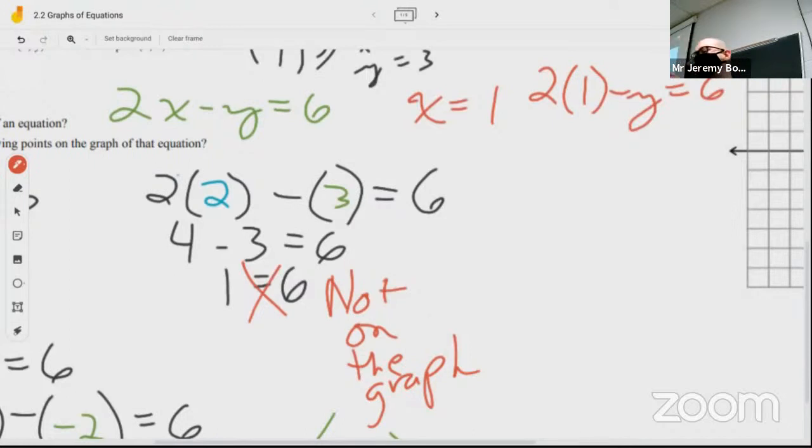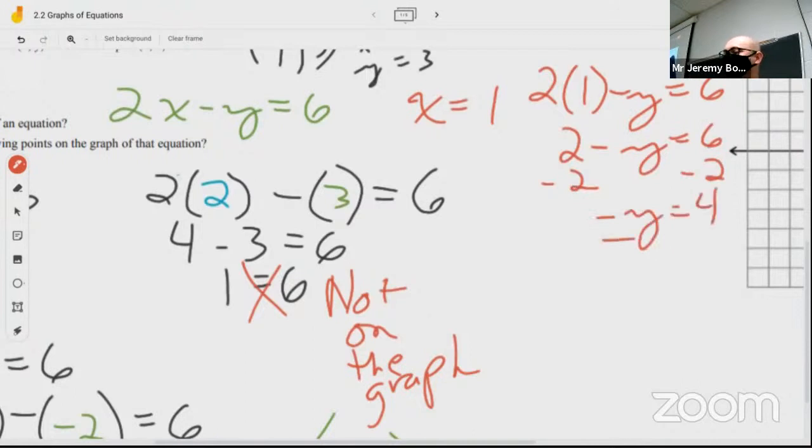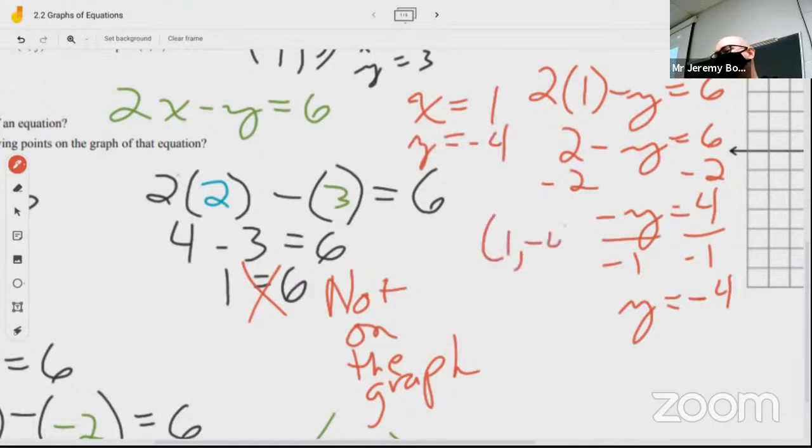Yeah, well, we do 2 times 1 is 2, minus y is equal to 6. So let's subtract 2. We get negative y is equal to 4. And let's divide by negative 1 to get y isolated. So y is equal to negative 4. And so when x is equal to 1, for that equation, y is equal to negative 4. So that means that the point 1 comma negative 4 is on the graph of that equation.